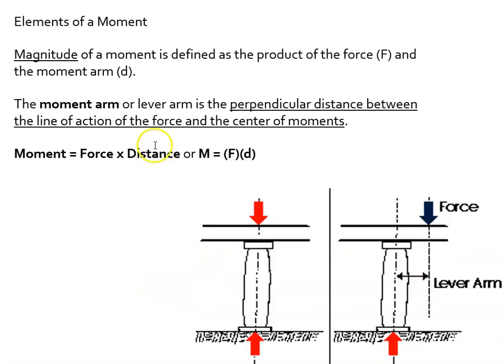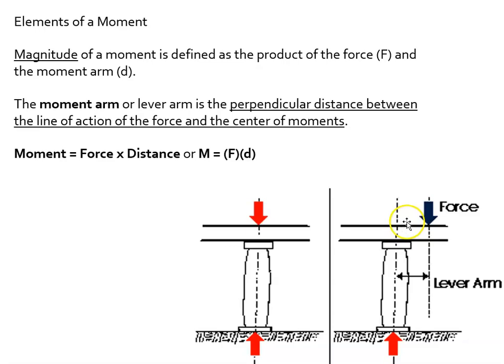All right, the elements of a moment, not a force. I believe I said that. The magnitude of a moment is defined by the product of the force F and the moment arm. So the moment of the force is defined by the magnitude of the force and the distance. This distance is a critical part of the equation to figure out how big this moment is. The moment arm, or the lever arm, is the perpendicular distance between the line of action. So the perpendicular distance is right there.